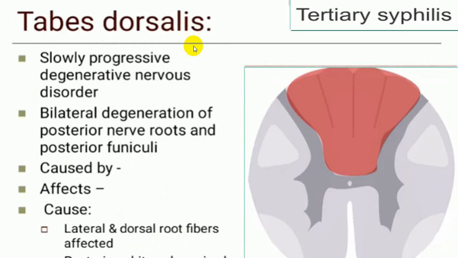In case of tabes dorsalis, it is a slowly progressive degeneration, and it is mainly because of involvement of the posterior column. That's why it is called posterior funiculitis, and it is common with tertiary syphilis. So you have the dorsal column gone, and then you can have the lateral root and dorsal root also involved, along with posterior white column involvement, and that is quite common in case of tabes dorsalis.